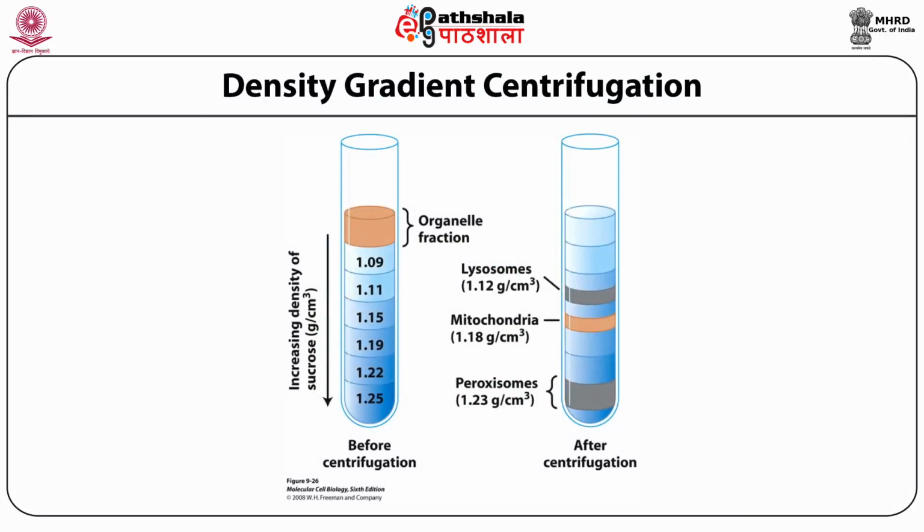Now, density gradient centrifugation. Here people make a density gradient. It is a sucrose density gradient, where the density varies: at the lowest part the density is 1.25 and at the top it is 1.09. The organelle fractions are kept at the top and then centrifuged at very high speed. So the particles of different size settle into different gradient regions. You can see here the peroxisomes are the smaller particles, so peroxisomes settle at the lowest part, then the mitochondria and then the lysosomes.